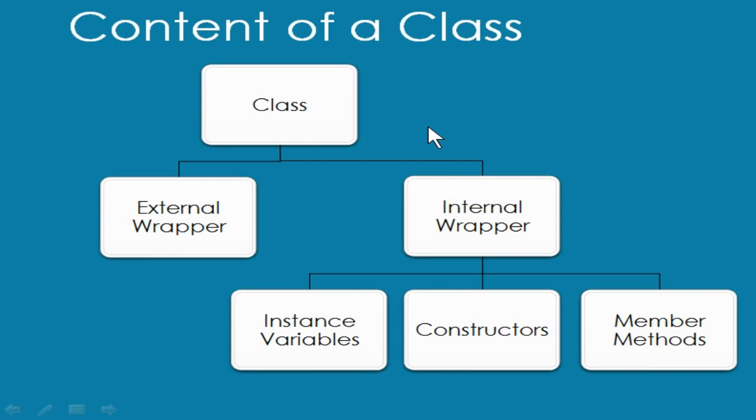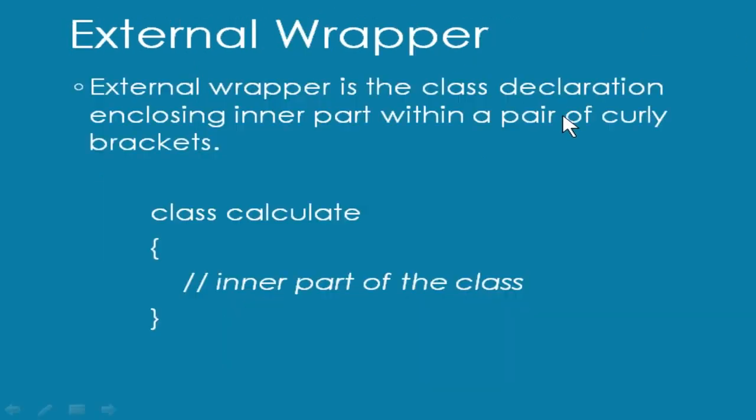So content of the class. The first one is external wrapper, second one is internal wrapper. In the internal wrapper, you have instance variables, constructors and member methods. So we will see what this external wrapper is. External wrapper is the class declaration enclosing the inner part within a pair of curly braces. You can see class Calculate, and here you can see open and close curly braces. Within these curly braces you will have the full part of the class. All the data members and member methods will be defined inside this. So this overall wrapper is called the external wrapper.